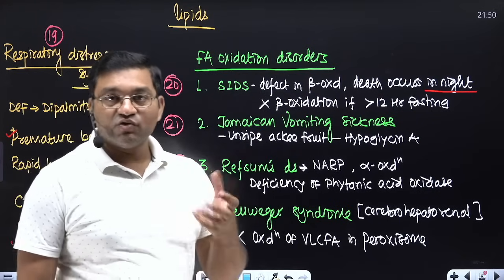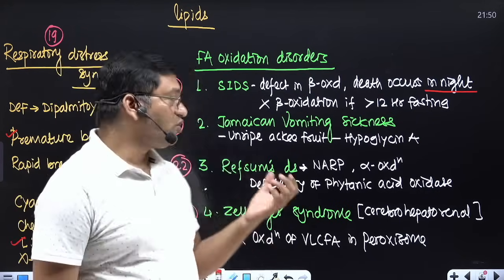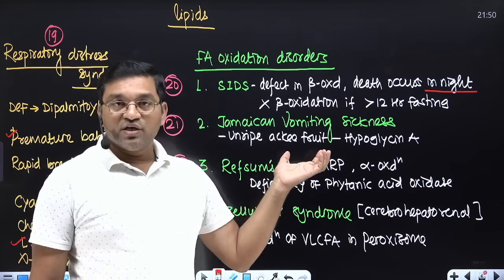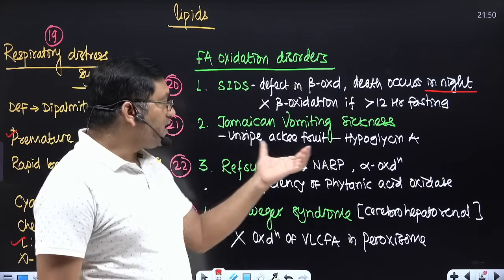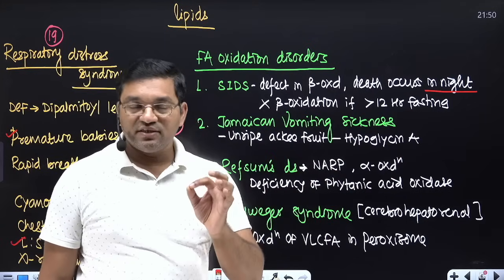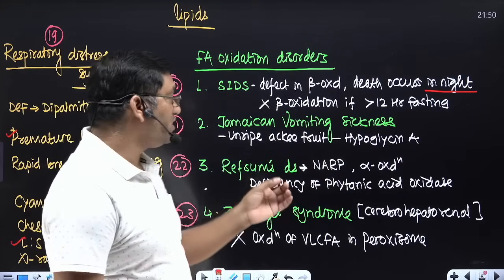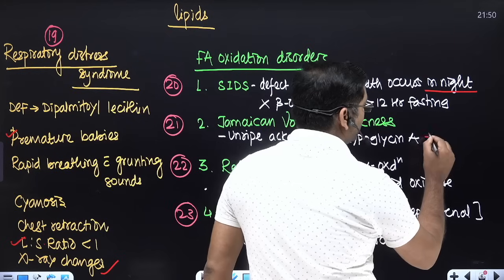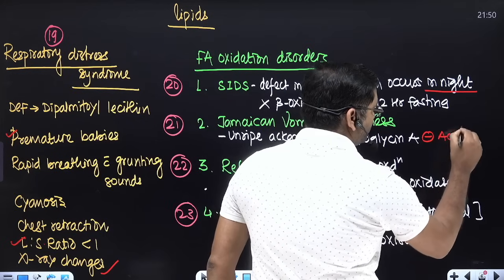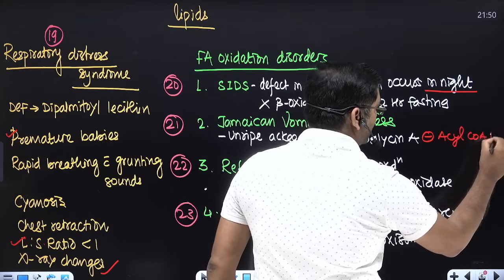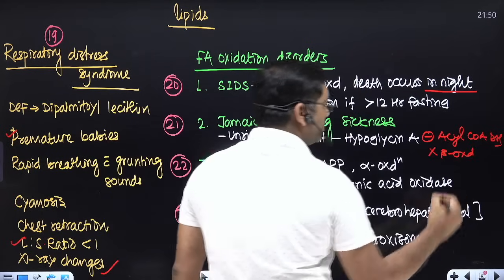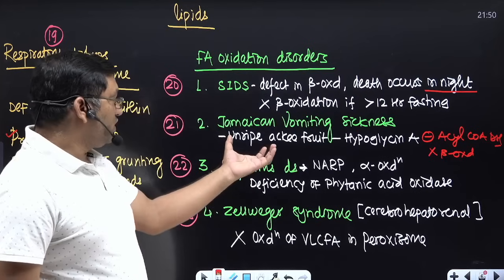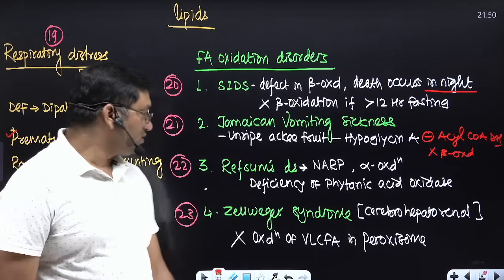Jamaican vomiting sickness is excessive or severe vomiting due to the consumption of unripe ackee fruit. It is particularly seen in Jamaica and Africa. The unripe ackee fruit contains hypoglycin A, a toxin which inhibits the acyl CoA dehydrogenase enzyme and blocks the beta oxidation. So there is vomiting in Jamaican vomiting sickness.